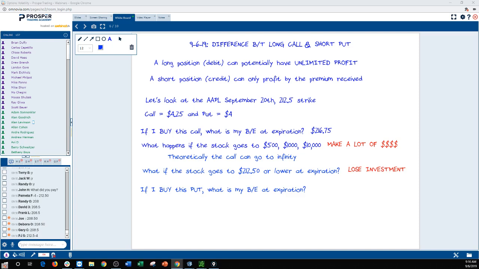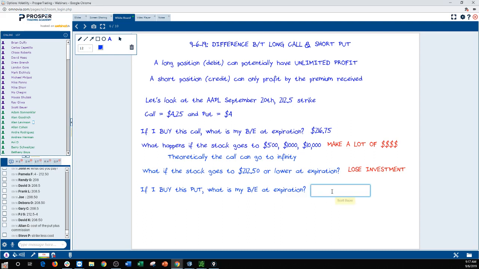Great. Yep. Okay, you guys all got it. Right? Because what does a put allow you to do? A put allows you to sell stock. It allows you to sell stock at the strike price. So if I'm now able to sell stock at 212 and a half, but I paid $4 for the right to do that, then the answer would be 208.50. Okay?